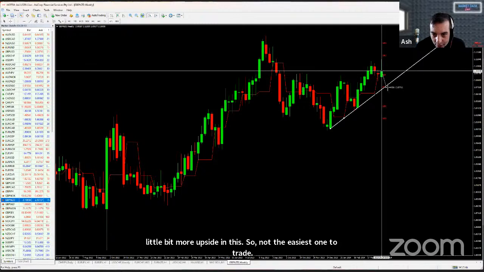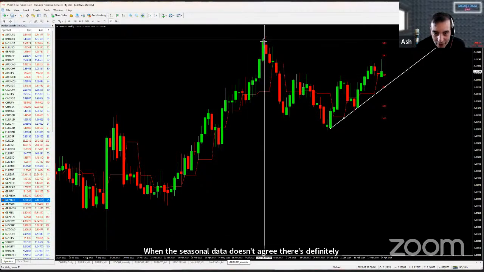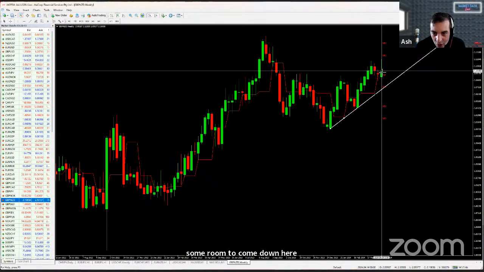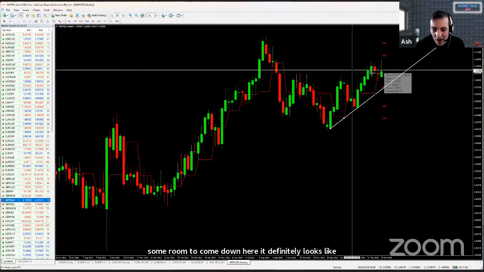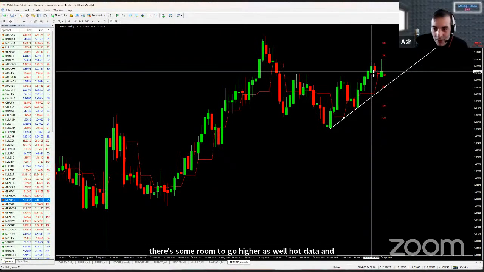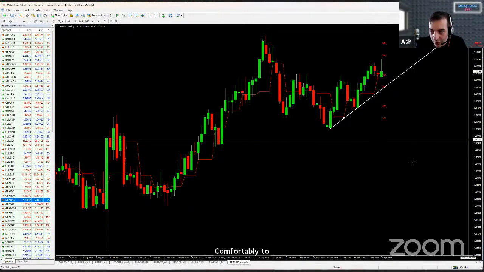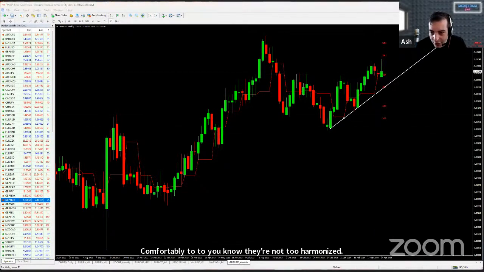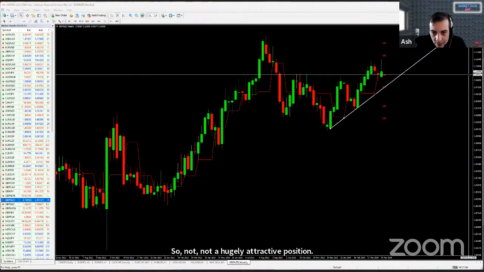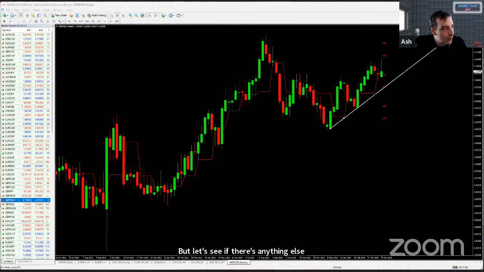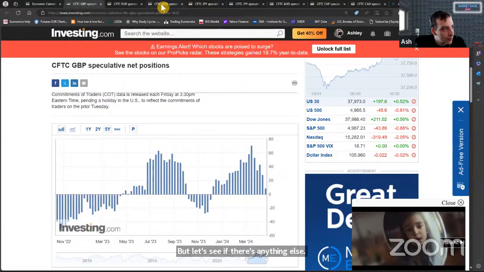There's definitely some room to come down here. It definitely looks like there's some room to go higher as well. COT data and seasonal data aren't really lining up too comfortably, but they're not too harmonized. So not a hugely attractive position. But let's see if there's anything else. So that was the Kiwi.